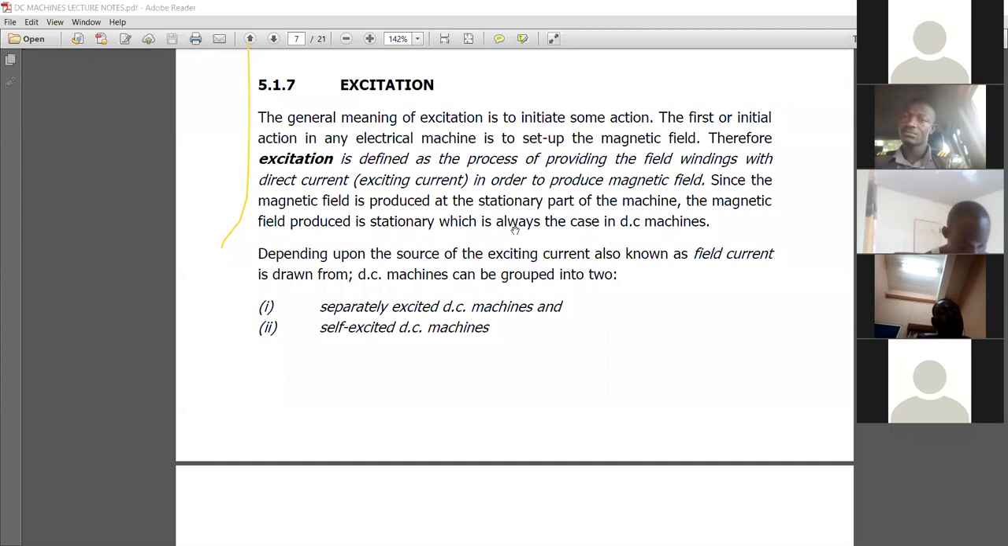So let's continue. Based on that, we have separately excited and then self-excited, okay? If it is separate, because of time, let me just make it simple. If it is separate, it simply means that the source of exciting current, okay? So that exciting current is the current that is supplied to the field to produce the magnetic flux, or to set up the magnetic field. Now, this current is coming from a source that is basically a DC source. So, let me put it that way, DC source.